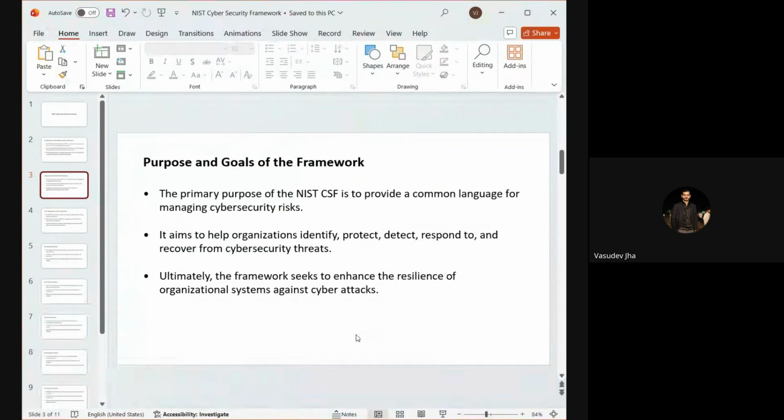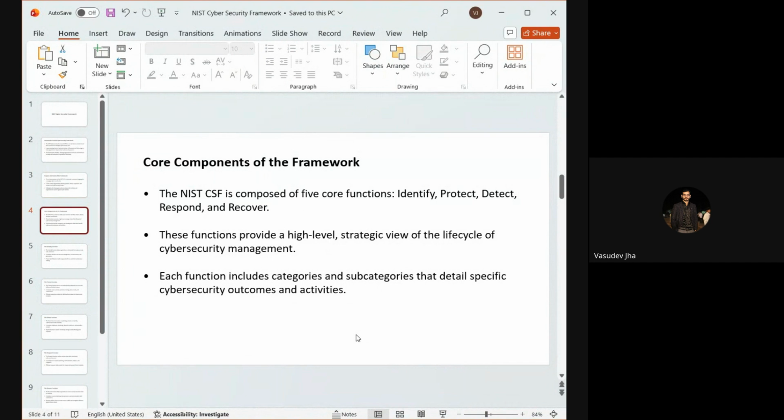It aims to help organizations identify, protect, detect, respond to and recover from cybersecurity threats. Okay, so these are the core of this CSF. Ultimately, the framework seeks to enhance the resilience of organizational systems against cyber attacks.